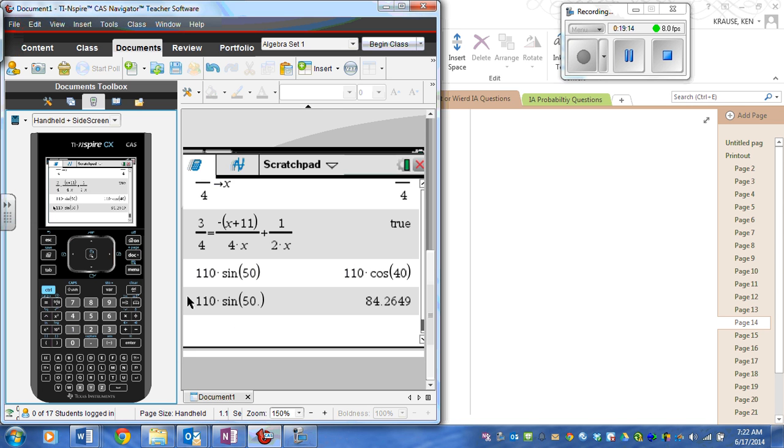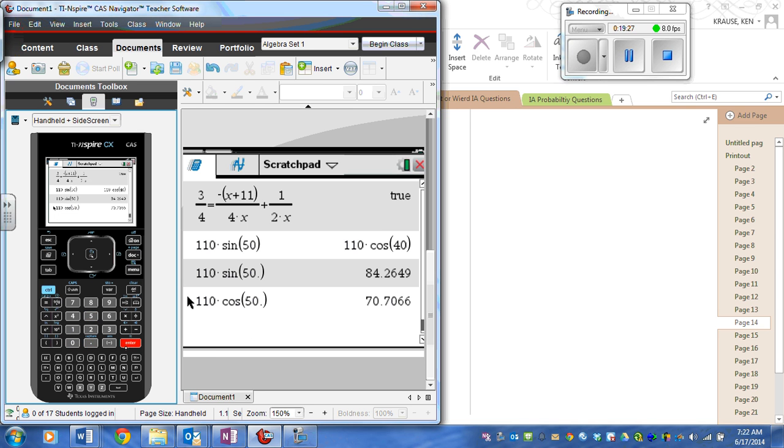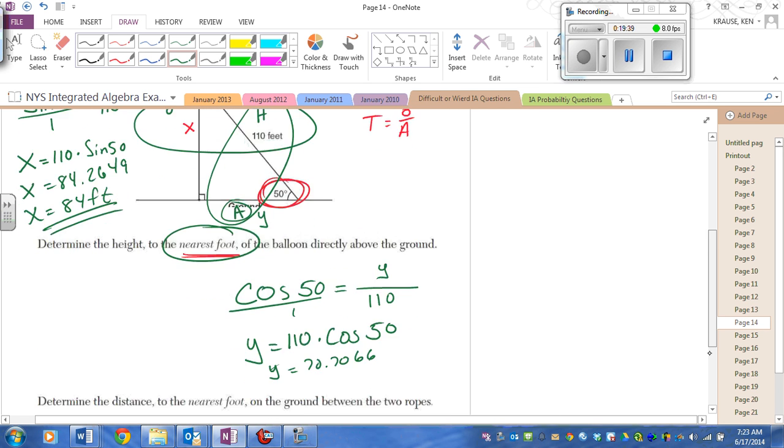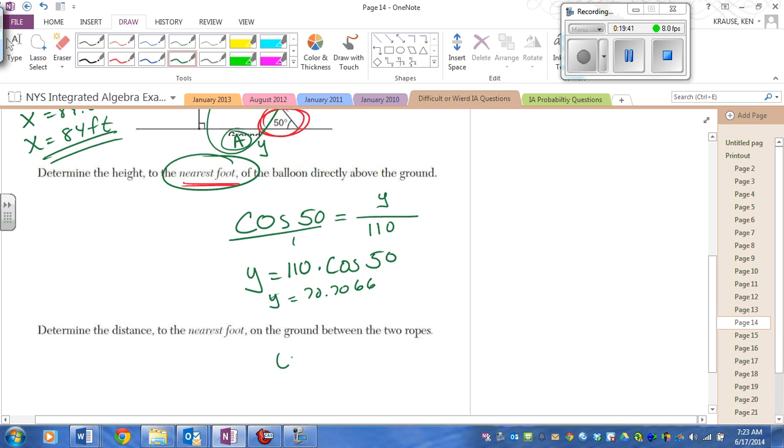That in my calculator: 110 cosine 50 decimal point. And that's 70.7066. This one said to the nearest foot as well, so y equals 70. Oops, y equals 71 feet.